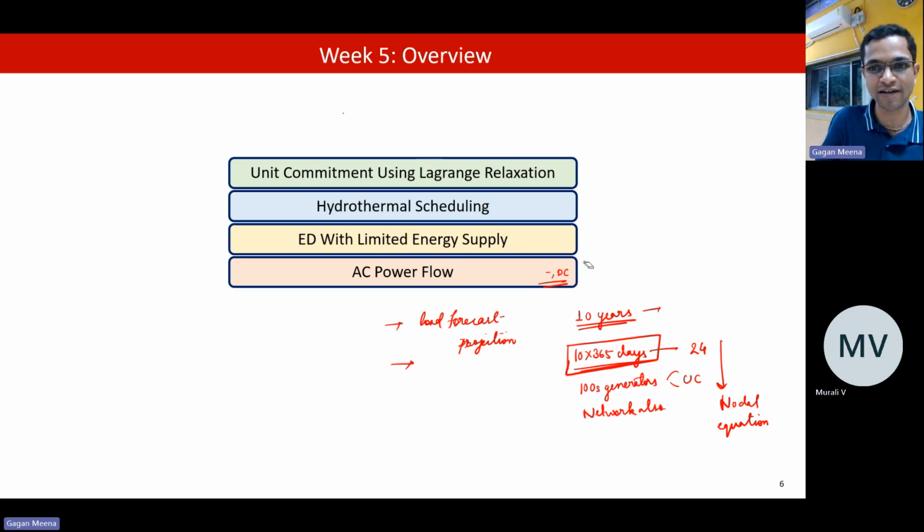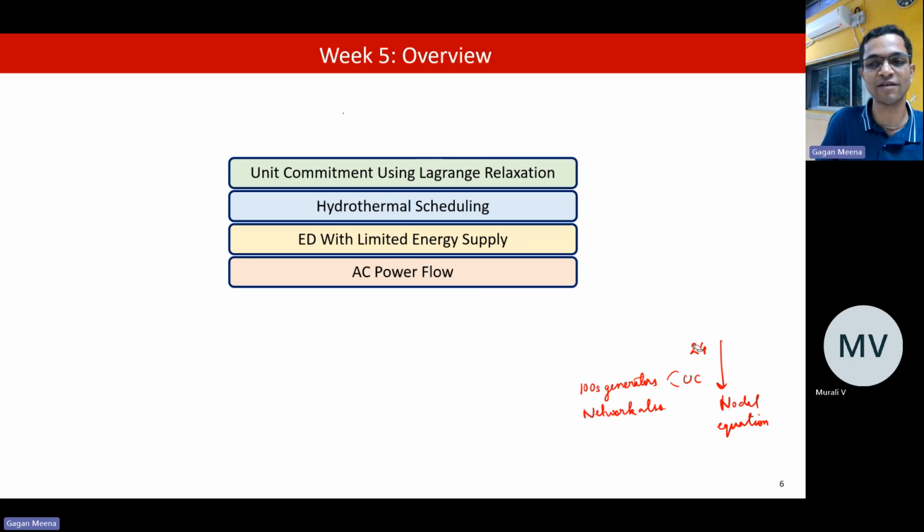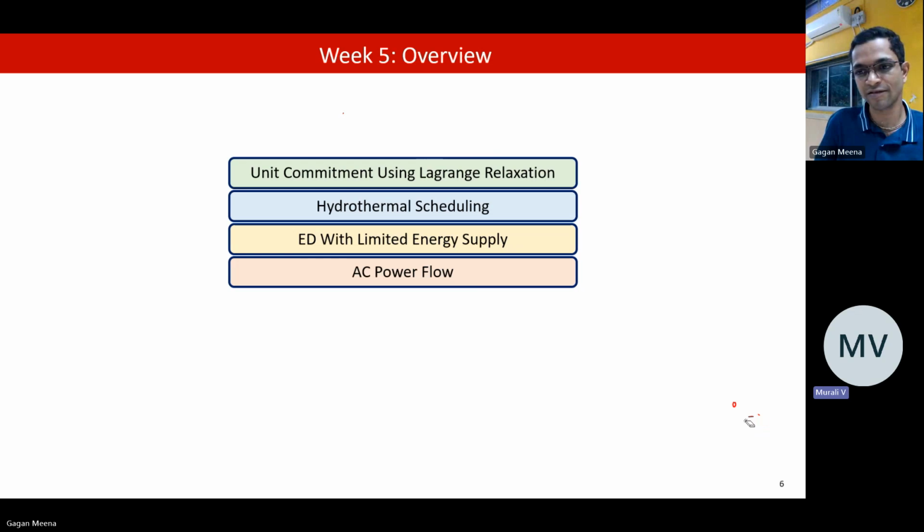Also, there is a recap of composite characteristics, the fuel characteristics, incremental fuel or cost characteristics for several generators. If we have several generators, we can get one single characteristic. That also we have seen in week 2, I think, the composite cost curve. So these two topics are recap.